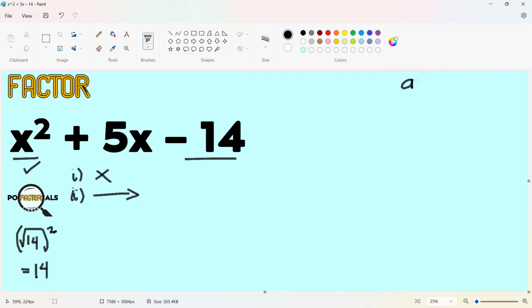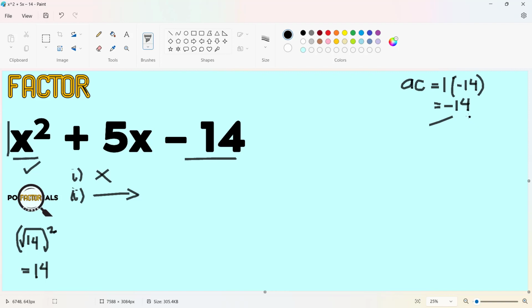The second method is also known as the AC way or the AC method. AC means we are going to multiply the A and C coefficients. The A coefficient is the numerical coefficient of the first term, 1. And your C is your constant. It's not just 14, but it's negative 14, because the operation before it becomes its sign. So here we multiply. The result for AC is negative 14.